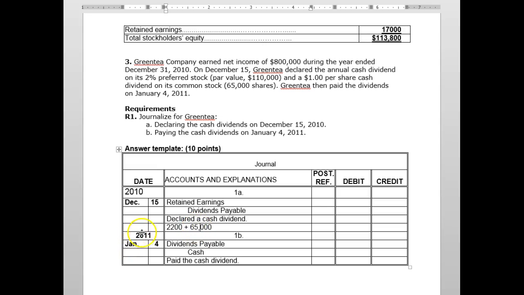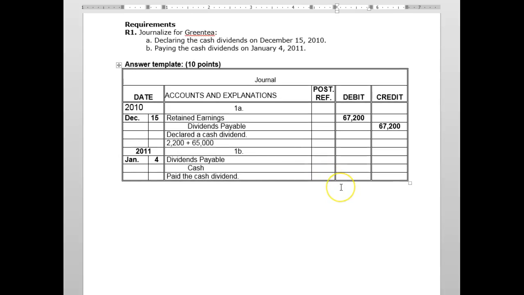Now, you notice we just declared them. When you declare them, you only set up a payable. You don't pay out the dividends yet. So if I add these two together, I must come up with $67,500. That is how much I will pay out in the future. Now, dividends are always deducted from retained earnings. So that's how we record a declaration of dividends. You make the payable and you subtract them out of retained earnings.